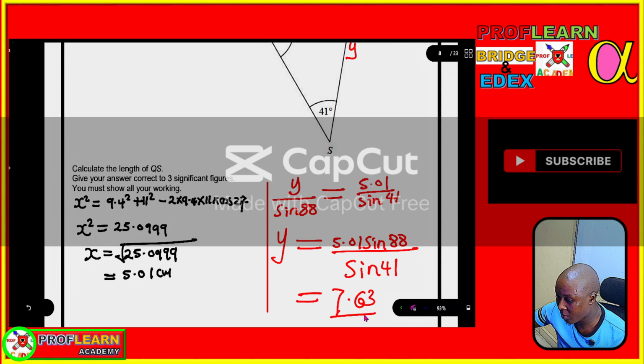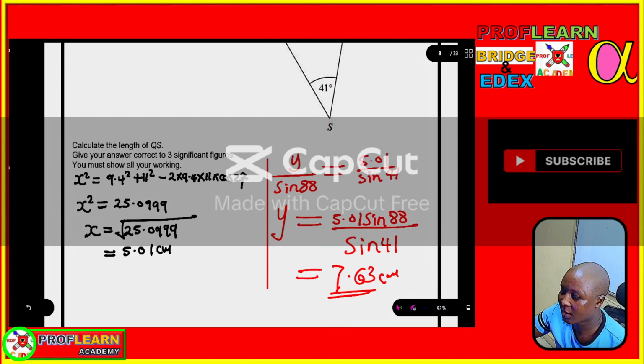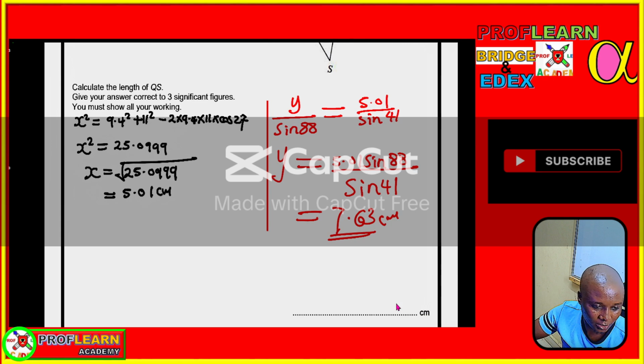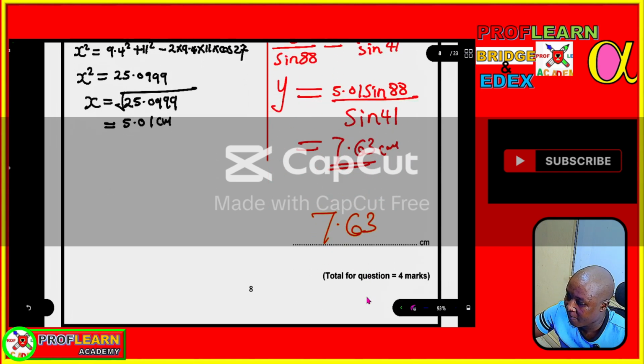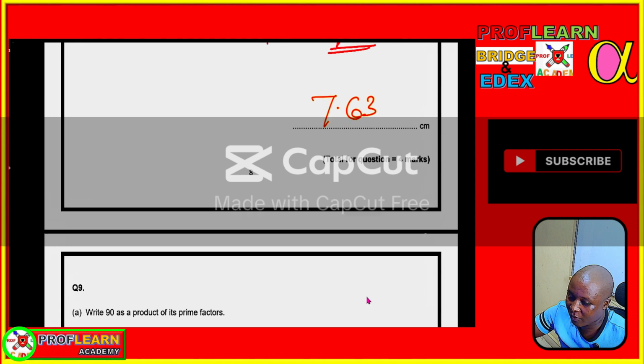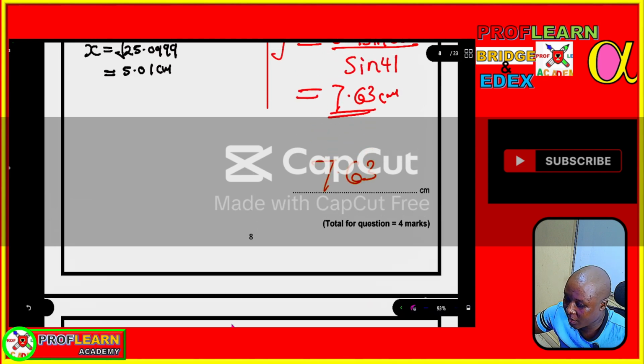I don't know whether you guys have gotten the answer already. Just write in the comment section, because I know you are a bit faster than me, so you might have gone very swift. My answer is 7.63. Is that what you got as your final answer? So that we can be able to move to the next part.